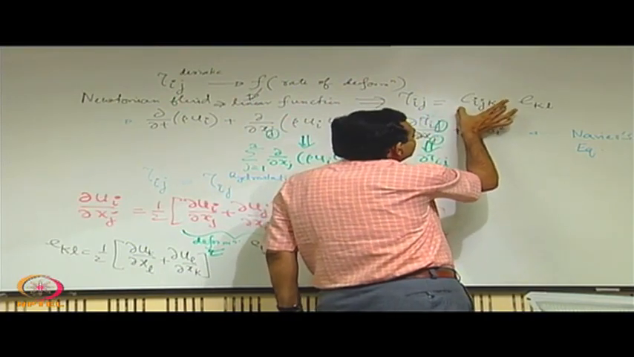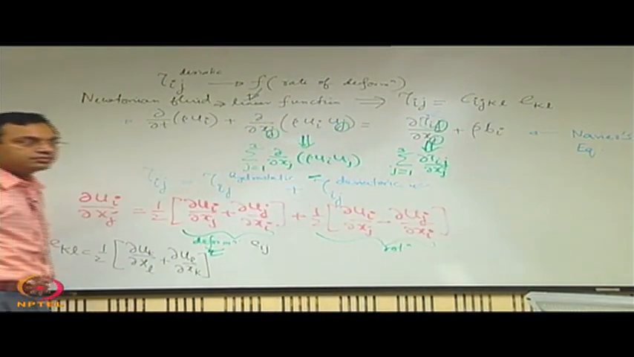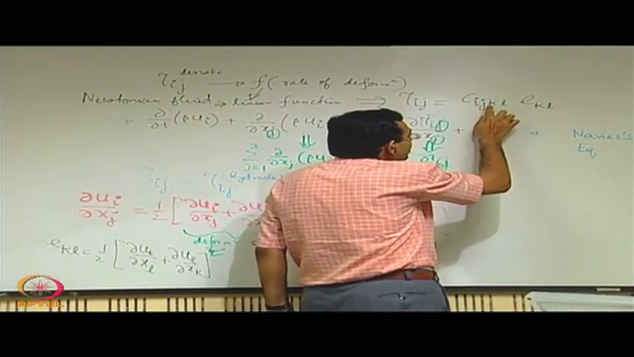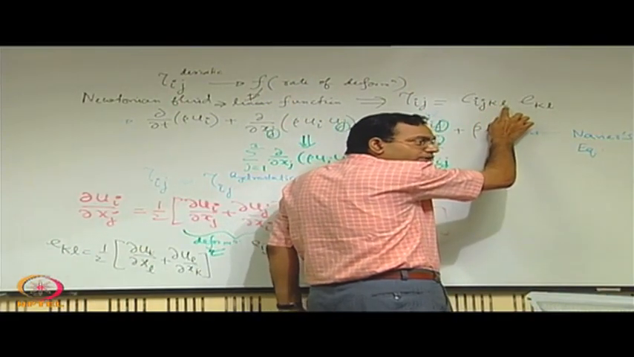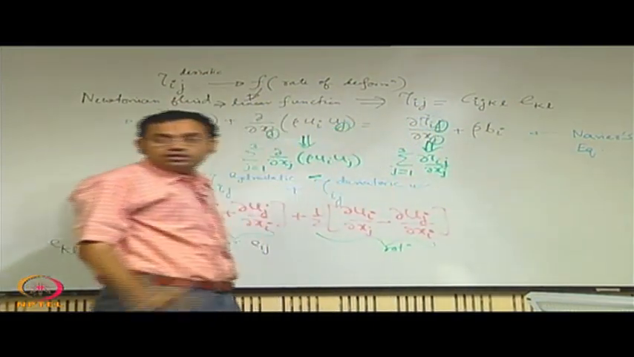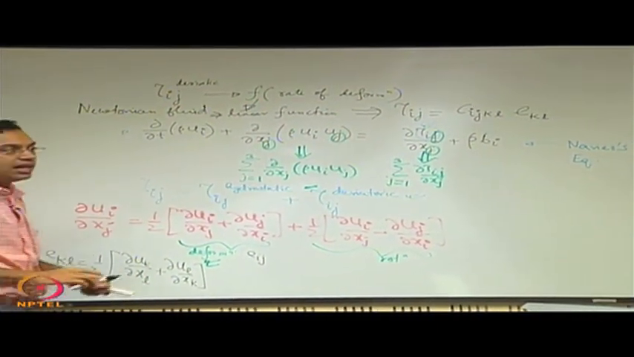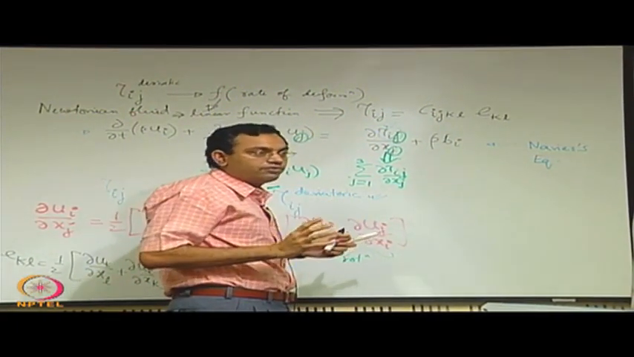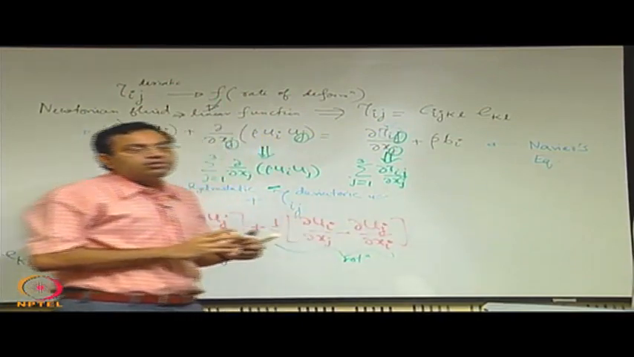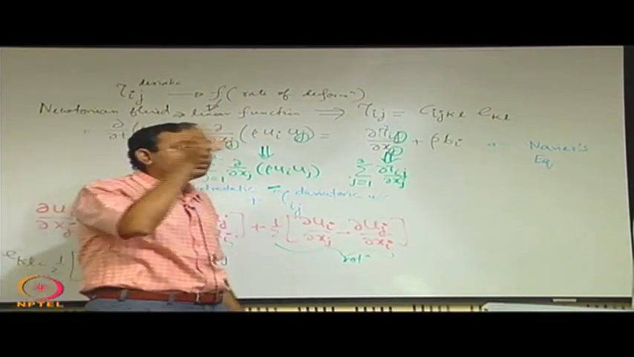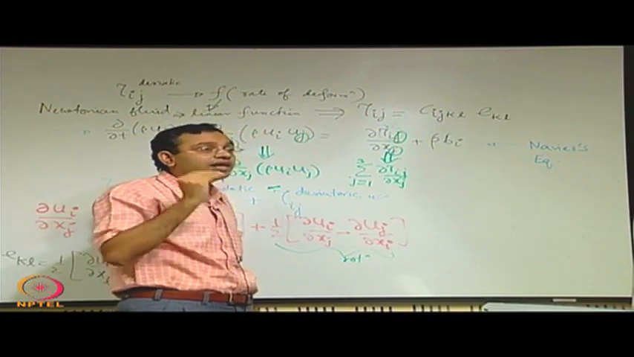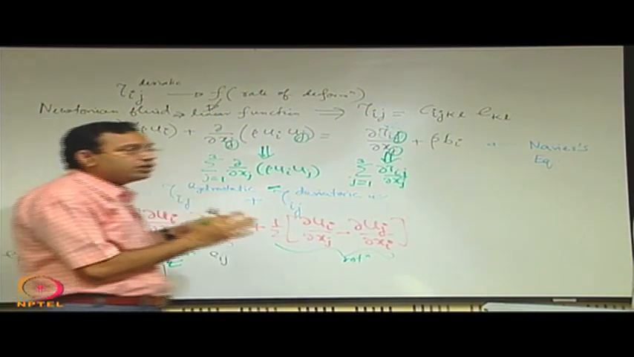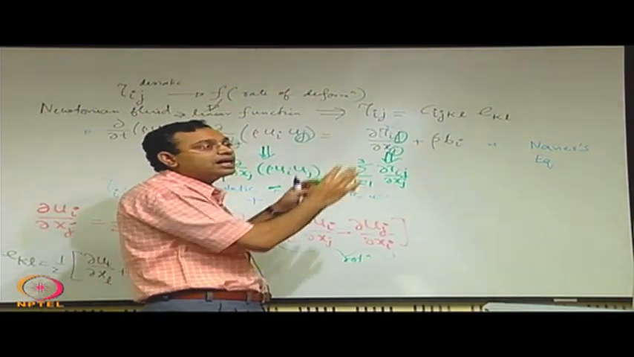So, how many combinations with Cijkl are possible? In the most general case, 3 into 3 into 3 into 3, 3 to the power 4. So, you could have 81 components of Cijkl, and that is the most general constitutive behavior for a Newtonian fluid. That means, if it has no other special effect, then you would require 81 independent constants to specify its constitutive behavior. That is not again a very simple thing.